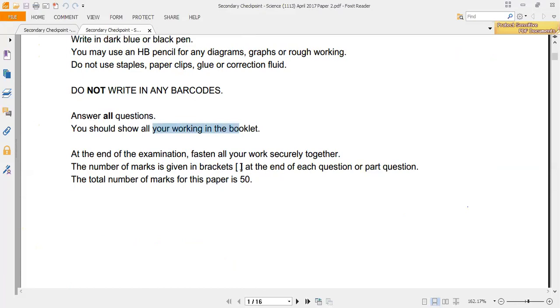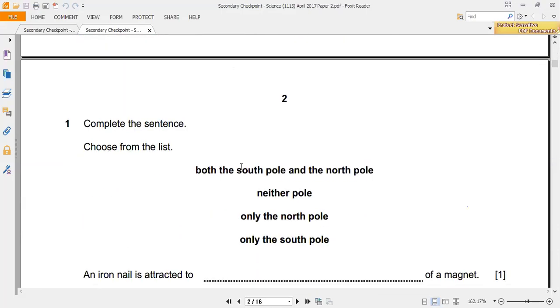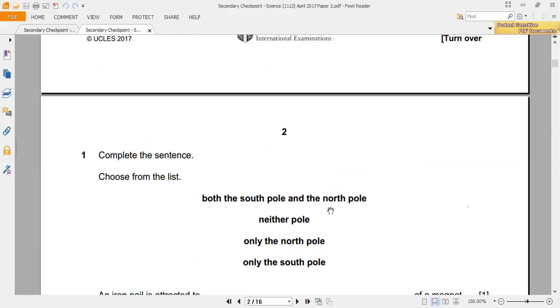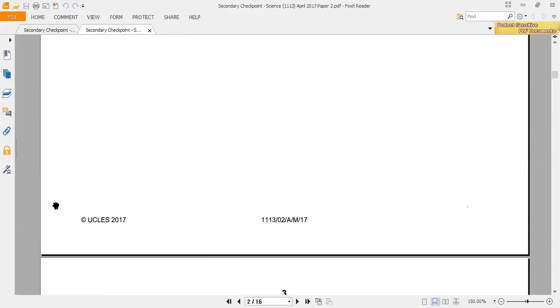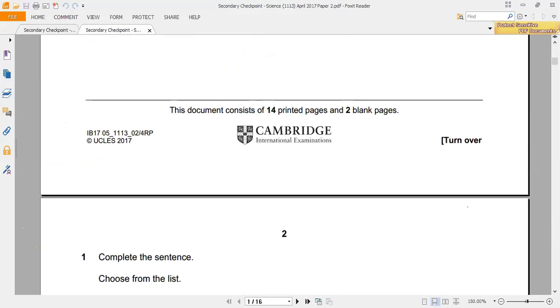For example, if a question is out of 3, never ever write only one answer. At least write more than three, because maybe some of your answers are not accepted. So let's say it's out of two. Try as much as you can to write four, because maybe one or two of your answers are not accepted. Try your best. Also, one very important point is to write only in the provided space. Do not write here or here, because when the paper is scanned, it may not appear. So let's go to question number 1.